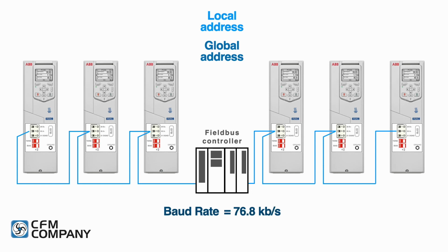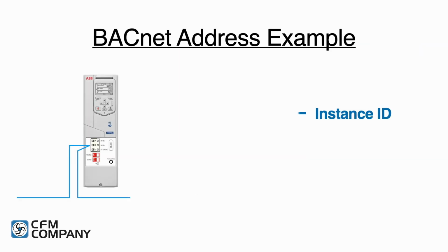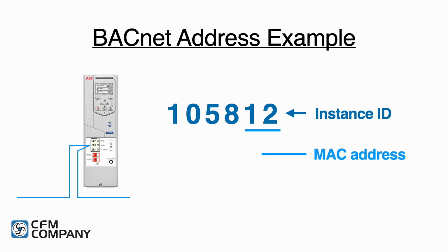Each device on the network requires a unique MAC address and instance ID. Ask the building automation contractor for a list of addresses for all of the drives on the project. You will also need to know the network baud rate. For this video, we will use the instance ID of 105812, where the last 2 digits of the instance ID is also the MAC address. The network baud rate will be 76.8 kilobits per second.